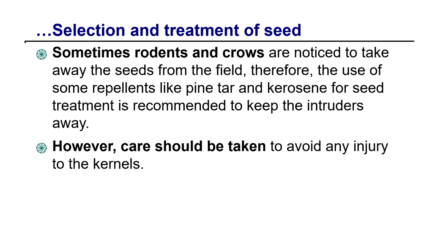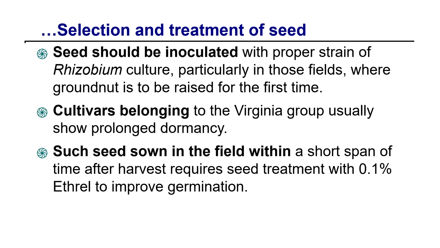Sometimes rodents and crows are noticed to take away the seed from the field, and birds can also come. Therefore, the use of some repellents like pine tar and kerosene for seed treatment is recommended to keep the intruders away. However, care should be taken to avoid any injury to the kernel. Seed should be inoculated with proper strain of rhizobium culture, particularly in those fields where groundnut is to be raised for the first time.